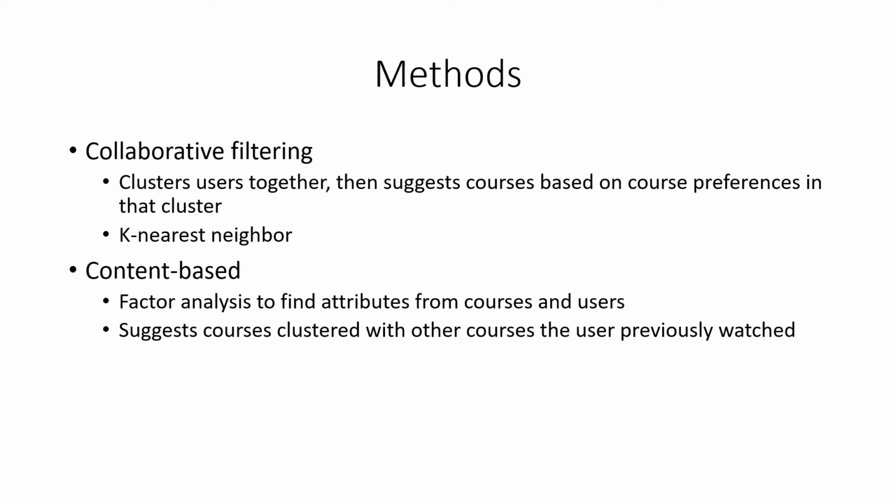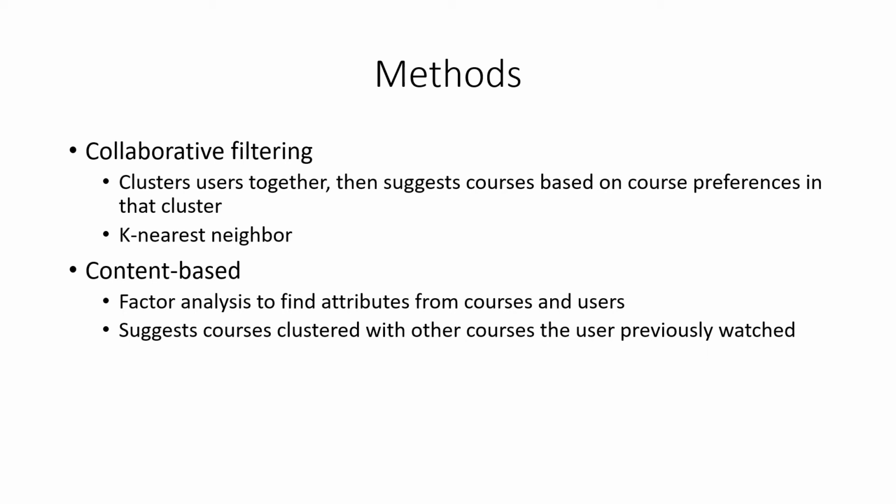Next, our methods. This is just kind of our recommendation methods that we're going to be using. First, collaborative filtering. What this does is it clusters users together and then suggests courses based on the preferences of the users in that cluster. That's a really good way to actually get users' recommendations, and for that we're using the K nearest neighbor algorithm.